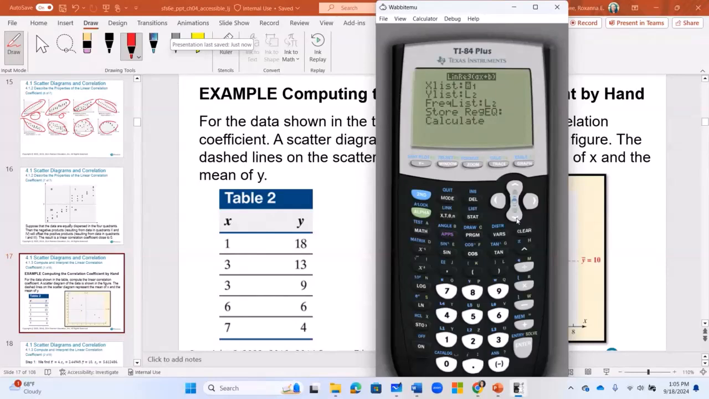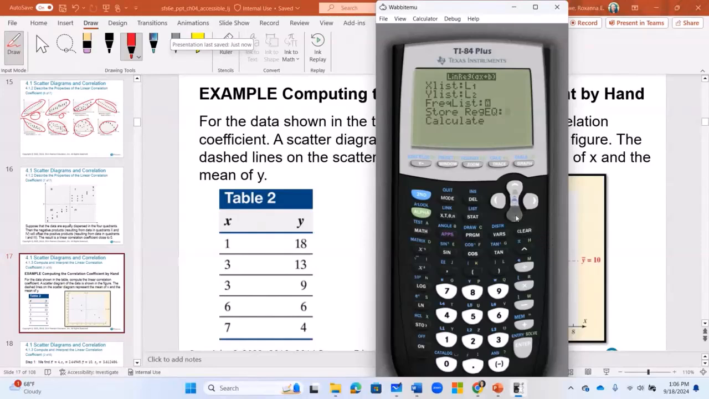And then L1 is my explanatory variable. L2 is my response variable. I don't have frequency, even though I have L2. I don't have frequency, so I'm going to clear that. What I do have is 2 variables. I'm doing linear regression of 2 variables. So the L2 in my frequency is not actually frequency.